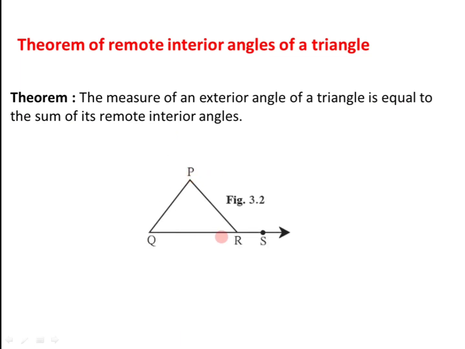Suppose triangle PQR is given over here. For this triangle, angle PRS is an exterior angle. So by this property, the measure of angle PRS must be equal to the measure of angle P plus the measure of angle Q. So we have to use this property to solve some examples. Let us consider the first question.